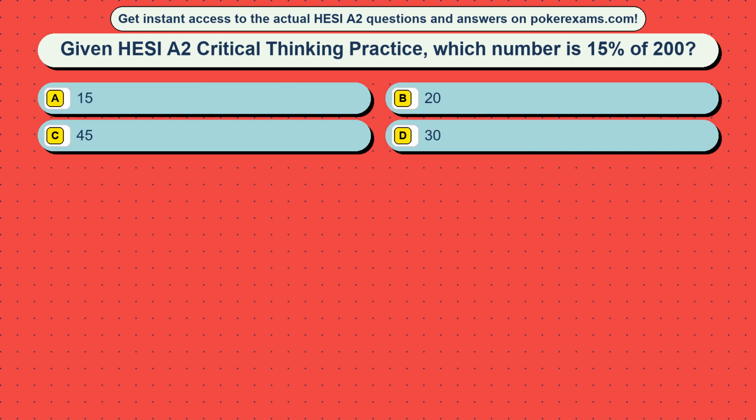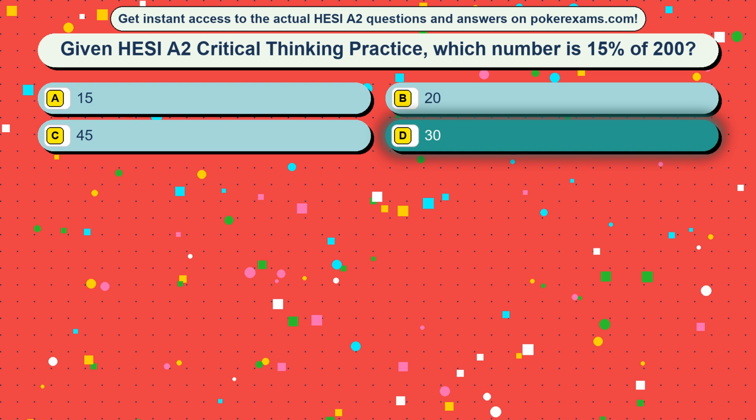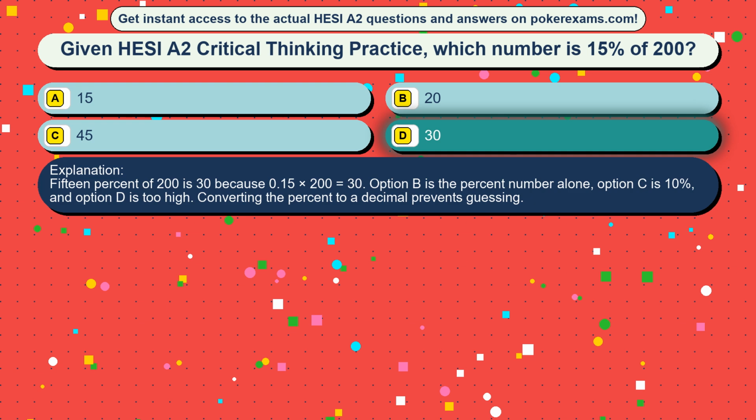Question 38. Given HESI A2 critical thinking practice, which number is 15% of 200? Option A 15, option B 20, option C 45, option D 30. The correct answer is option D, 30. 15% of 200 is 30 because 0.15 × 200 equals 30. Option B is the percent number alone, option C is 10%, and option D is too high. Converting the percent to a decimal prevents guessing.